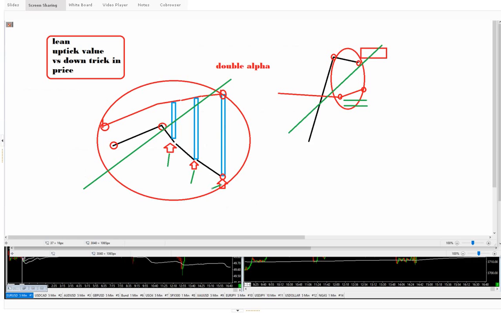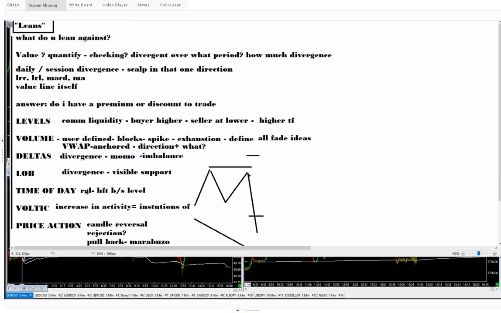So there's going to be something else, guys. Well, you can see here, value, quantify, divergent over what period? What period are we talking about? How much divergence are we talking about? Do you have to have macro divergence in line with micro divergence? If not, why not? You've got to have answers to these questions.